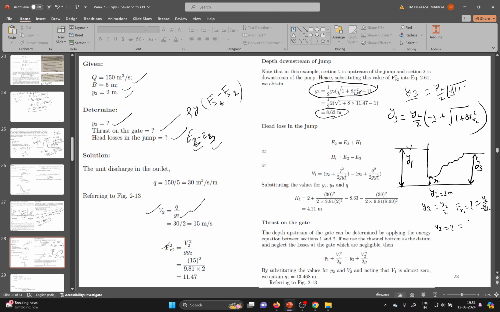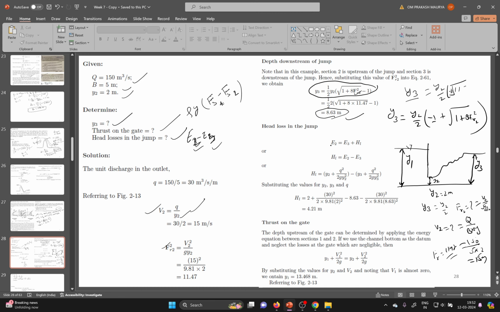Here you need to calculate v2. v2 is discharge divided by area, b into y2. So discharge is how much? Your 150, 5 width and y2 is equal to 2. You will get 15 meter per second. So from here, if you calculate, Fr2 will come out as 11.47. Put 11.47 here and after calculating you will get y3 is equal to 8.63 meter.